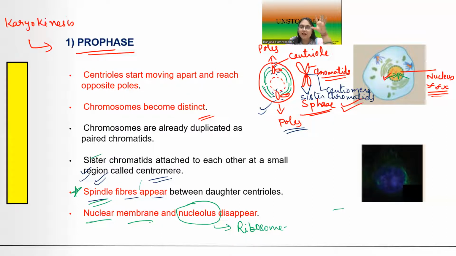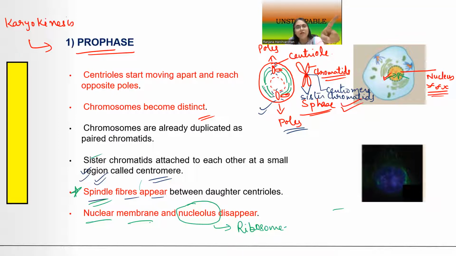All the proteins that were required have been prepared in the interphase, in the G1 and the G2 phases. So we are not preparing proteins in the prophase of karyokinesis. For the proteins to not be prepared, the organelle which is responsible, what is the function of ribosome, children? The function of ribosome is protein synthesis.